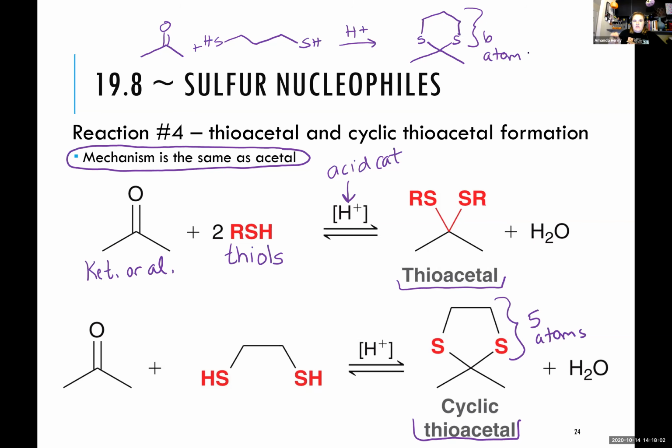thiols that are separated by 3 carbons. If we have too short of a chain, if there was only 1 carbon in between them, that would force a 4 atom ring to form, and we know that has too high of angle strain. That's not going to be happy.